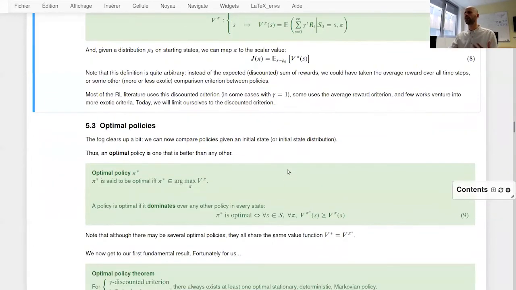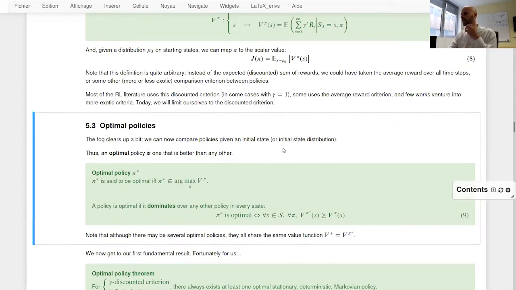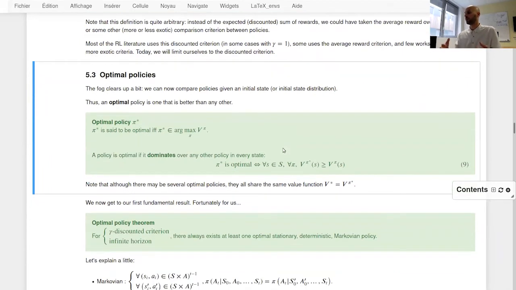Okay, so now the fog is clearing up a bit. We have defined that our environment should be a Markov decision process. We have introduced a criterion that allows us to rank policies among each other. And now that we can compare policies given an initial state or an initial state distribution, we can define what is the policy that has the highest value, the highest rank.